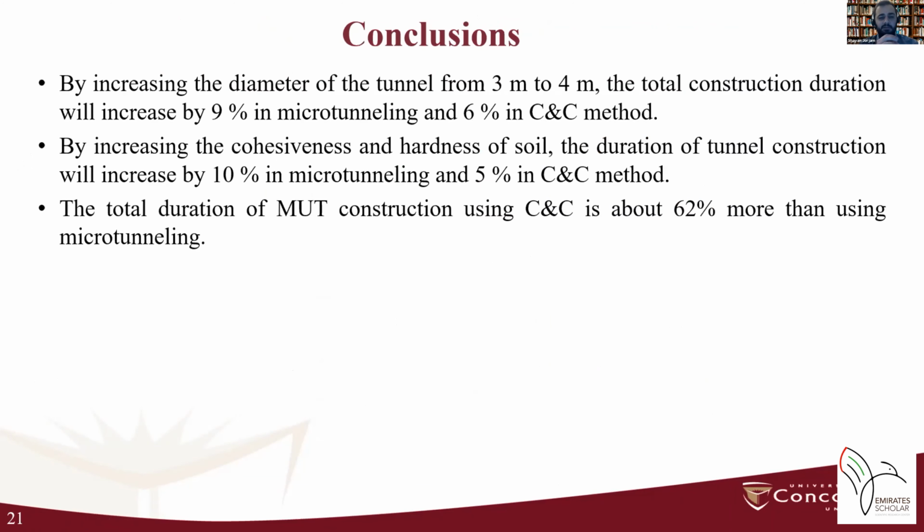For the conclusions of this research, I can say that by increasing the diameter of the tunnel from 3 meter to 4 meter, the total construction time will increase by 9% in microtunneling and 6% in the cut and cover method. And by increasing the cohesiveness and hardness of the soil, the duration of tunnel construction will increase by 10% in microtunneling and 5% in the cut and cover method. And also, the total duration of MUT construction using the cut and cover method is about 62% more than using microtunneling.